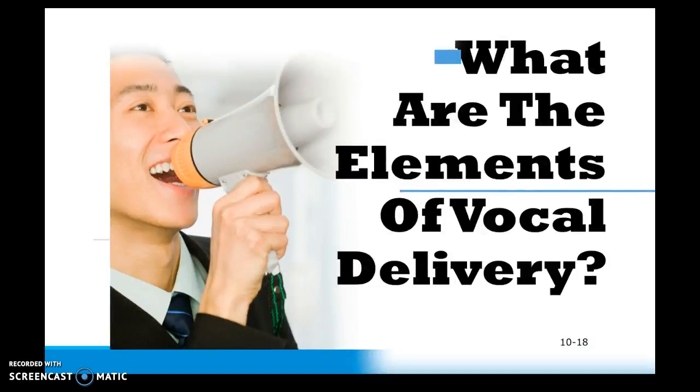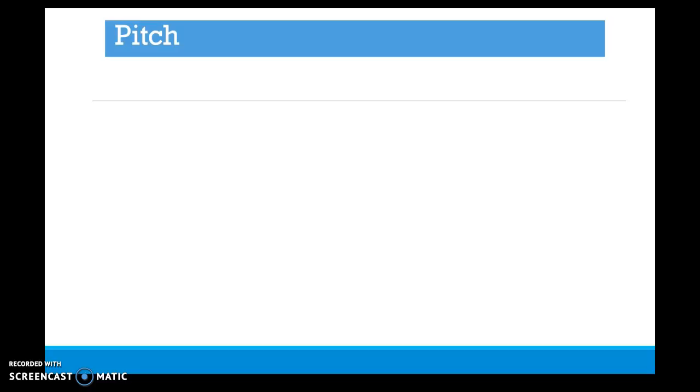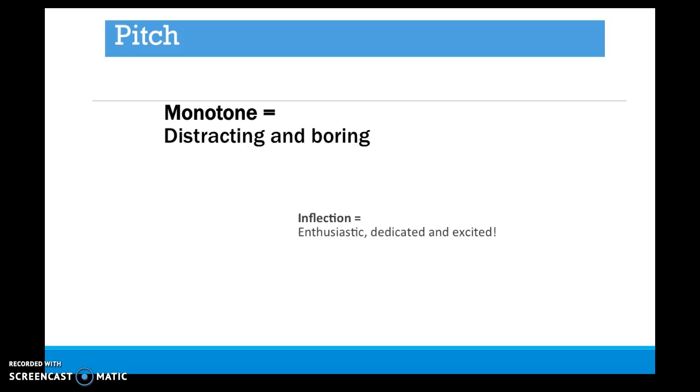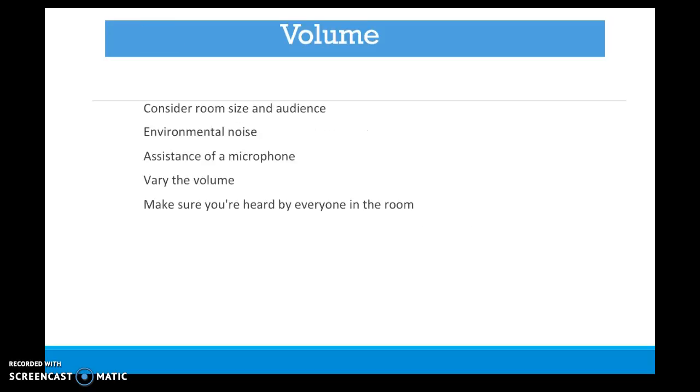Okay, so now that we know about language, what are the elements of vocal delivery? Pitch is how low or high your voice is in frequency. It's determined by how fast or slow your vocal cords vibrate. If you have a monotone pitch, it's a constant pitch that is distracting and boring. Inflection can help vary your pitch to help you demonstrate enthusiasm, excitement, concern, or dedication. Volume is also important, how loud or soft you speak. Think about your videotaping and how loud you need to speak so that your volume comes through.